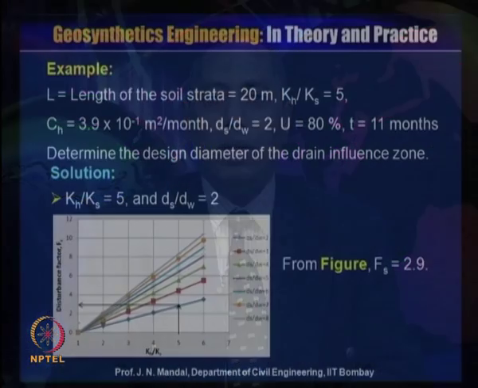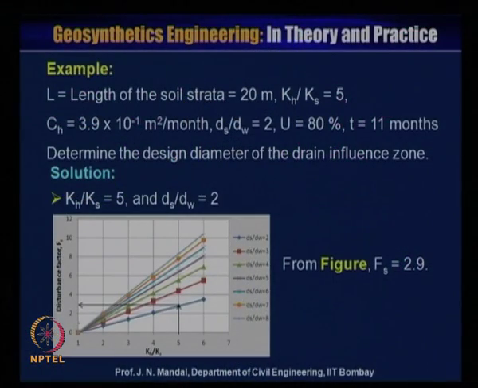Now, this is one example. Let L be the length of the soil strata, about 20 meter, and kh by ks is equal to 5, and ch is 3.9 into 10 to the power minus 1 meter square per month, and ds by dw is equal to 2, and U is equal to 80%, and time t is equal to 11 months. Here we need to determine the design diameter of the drain influence zone.